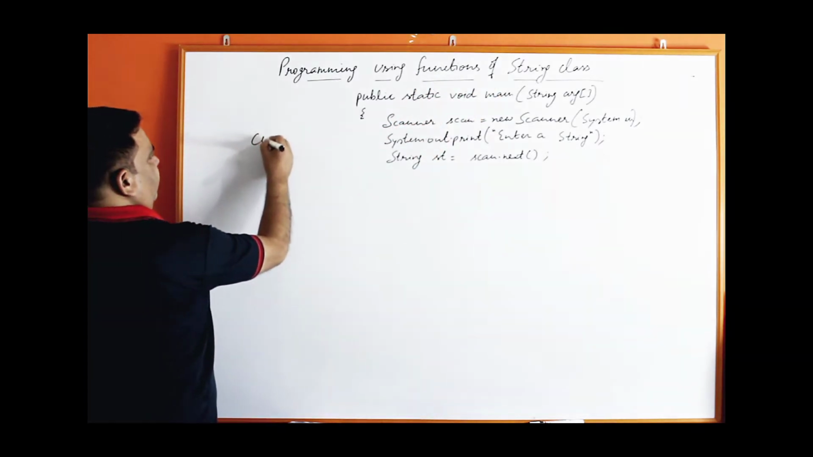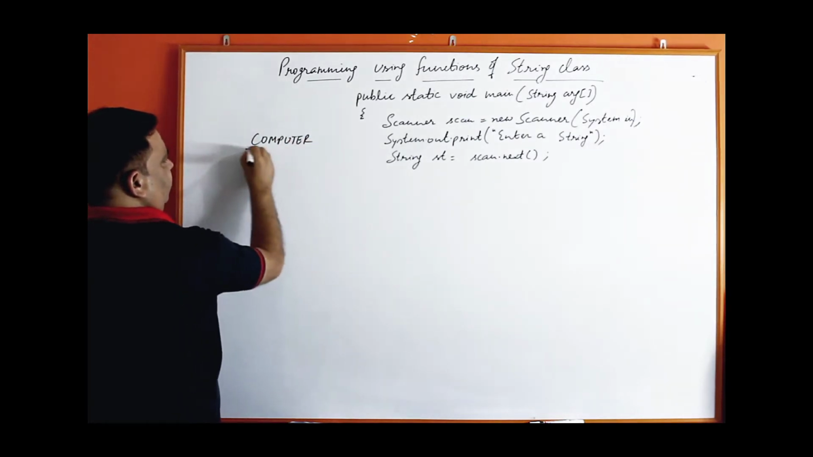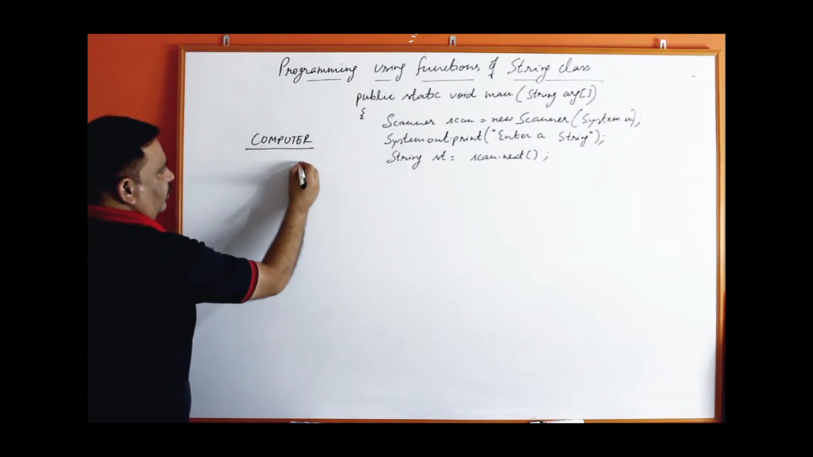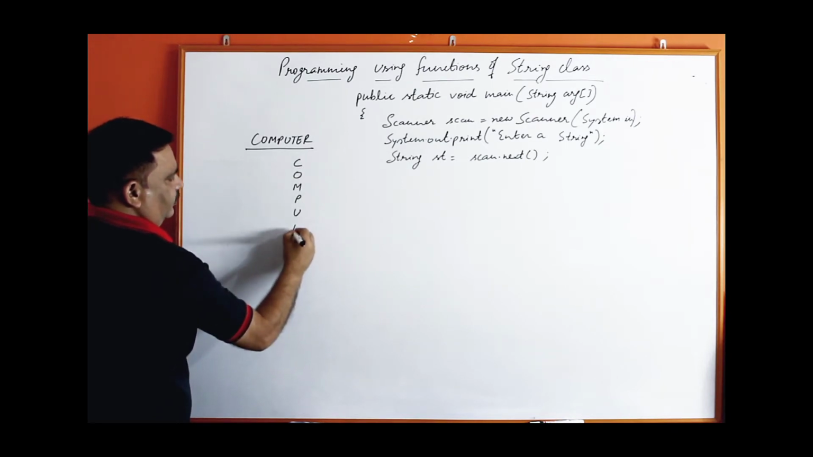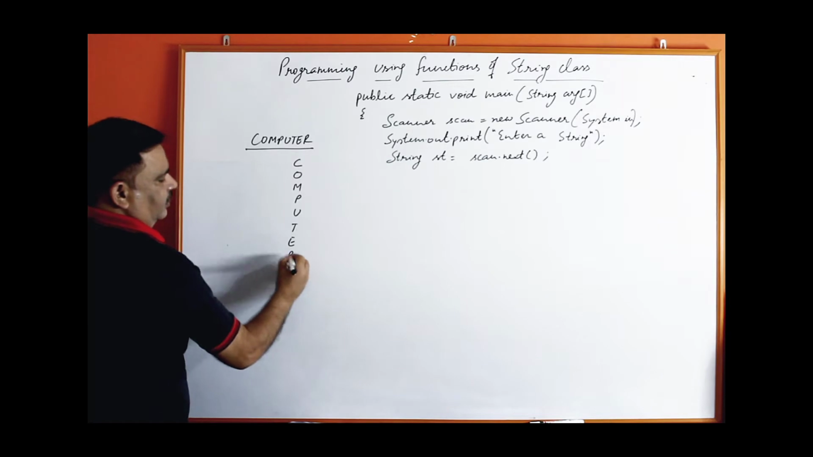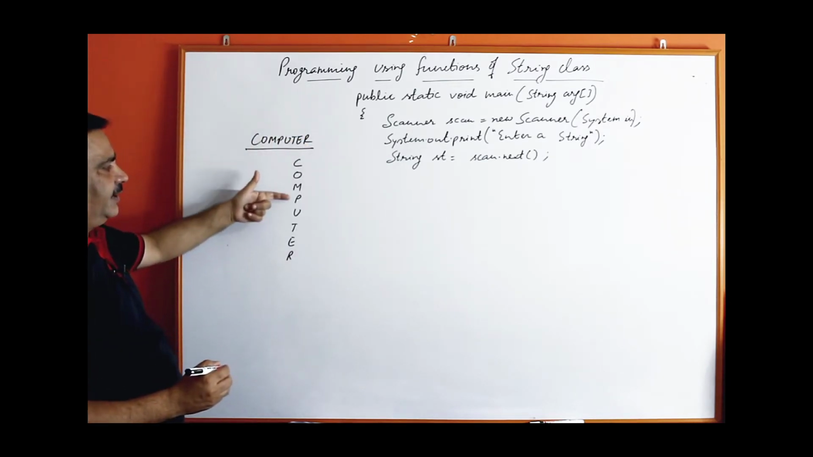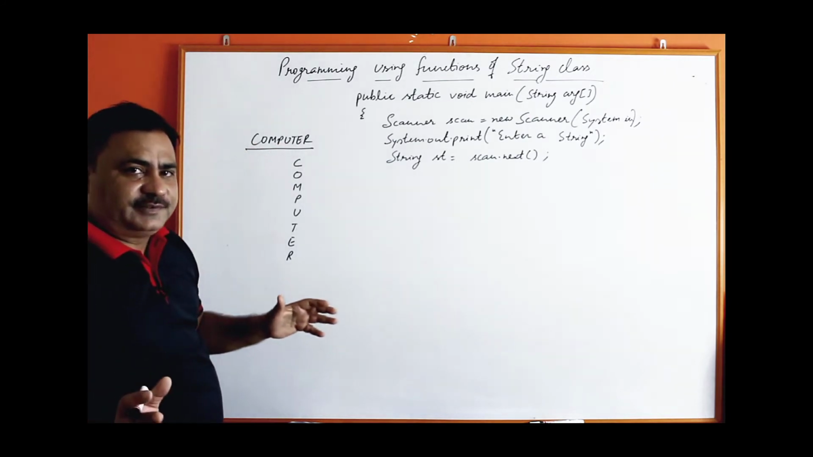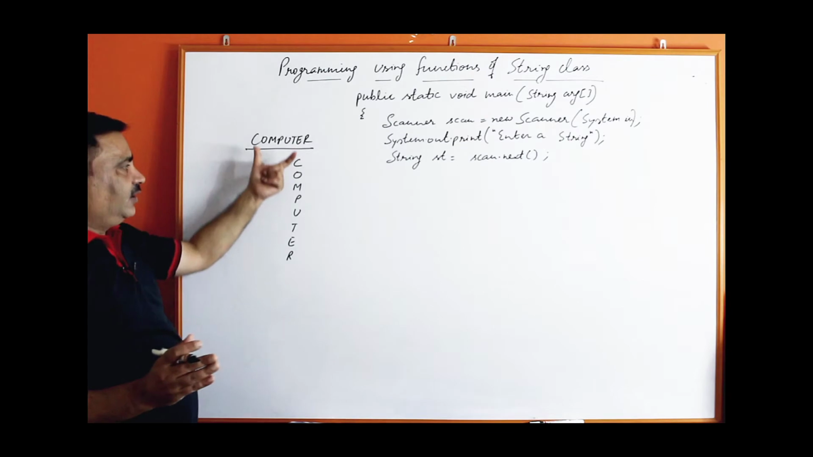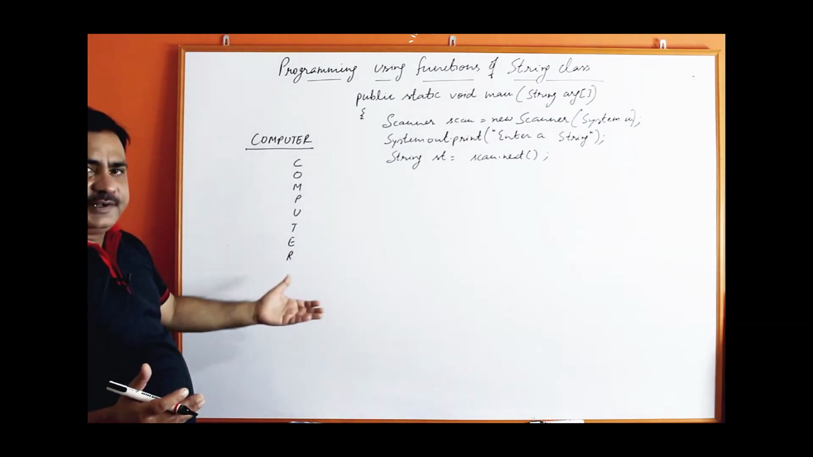Suppose we are inputting a word, computer, as the input, and the output should be like this: C O M P U T E R. We have to print each character of the string on a separate line, and we can extract the character using the charAt function. We have to make a loop to extract the character, and afterwards we can print it.